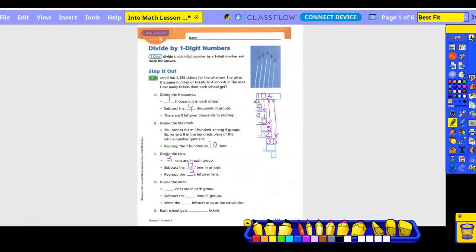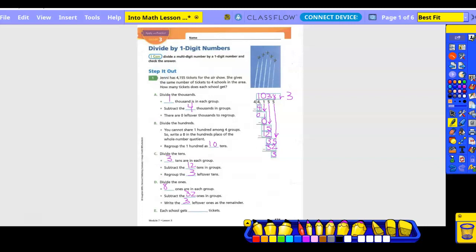So how many times does 4 go into 35? 8 times. So 8 times 4 is what? 32. Okay. So we said 8. And then we said we're going to subtract 32. So 35 minus 32 is 3. So we have 3 left over. So our answer would be 1,038, remainder 3.